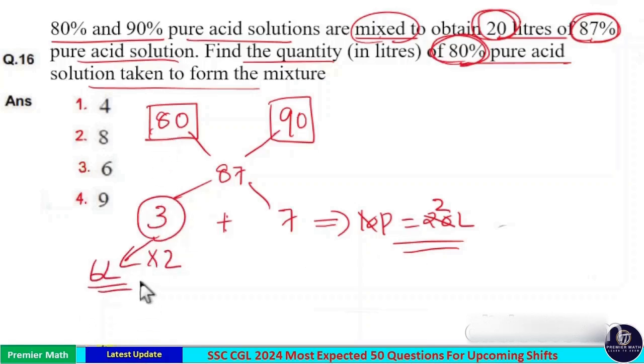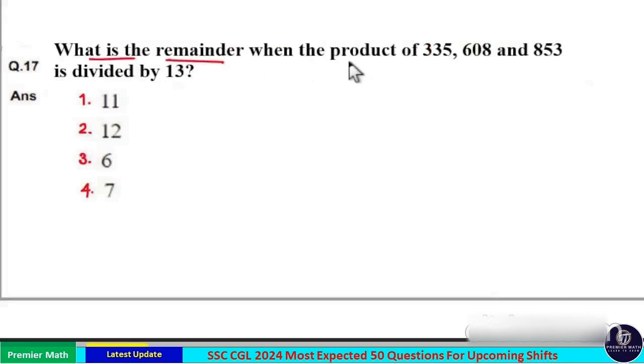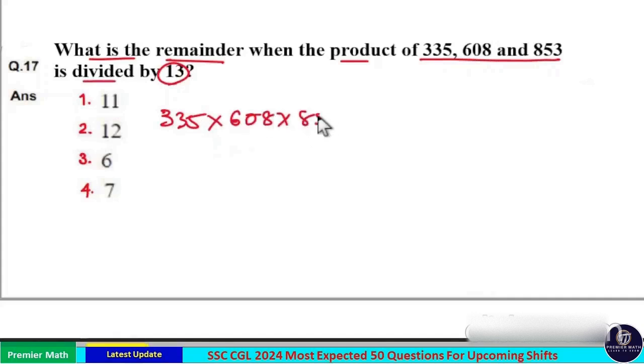is the 80% pure acid solution. Option 3 is your answer. What is the remainder when the product of 335, 608 and 853 is divided by 13? Here we need the remainder of 335 into 608 into 853 divided by 13.